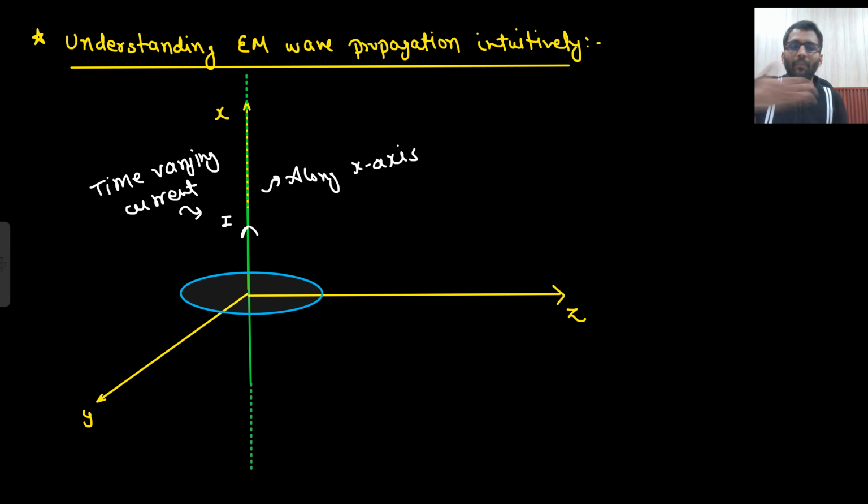Now what will be the plane of magnetic field? YZ, because this is the current and magnetic field will be in YZ plane, right? Now this magnetic field will also be time varying because the magnetic field is proportional to current. If current is varying, then magnetic field will also be varying. Now one thing you know, a time varying magnetic field generates a space varying and time varying electric field. It will generate an electric field as well.